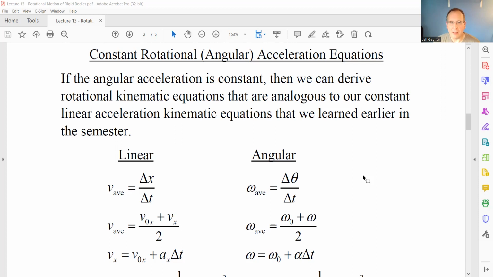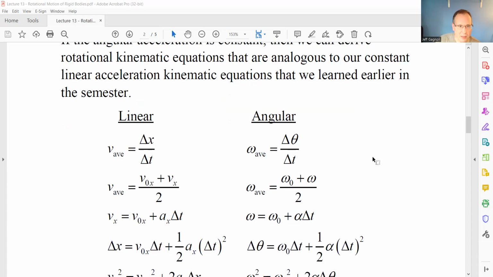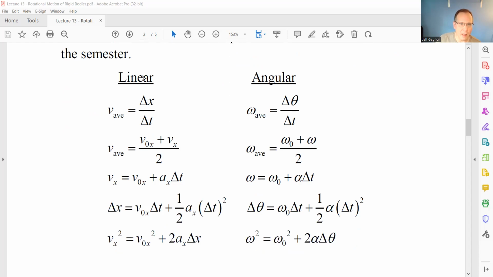Well, if the angular acceleration is constant, then we can derive rotational kinematic equations that are analogous to what we had for our linear acceleration equations. I have them written down here. Just to remind you of the linear equations that we derived earlier in the course. The average velocity, V_av, is delta x, the change in position, which is called the displacement, or linear displacement, divided by change in time.